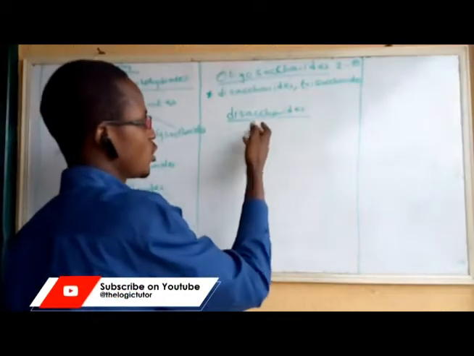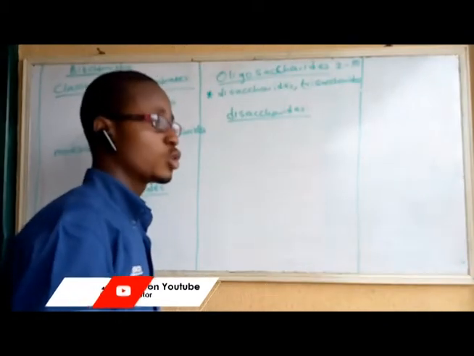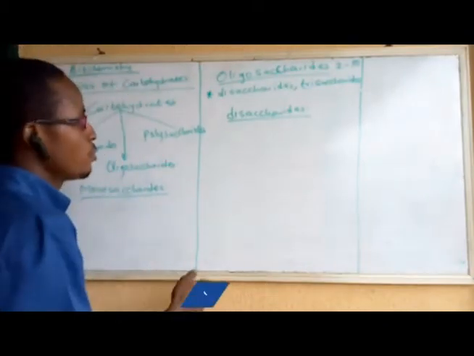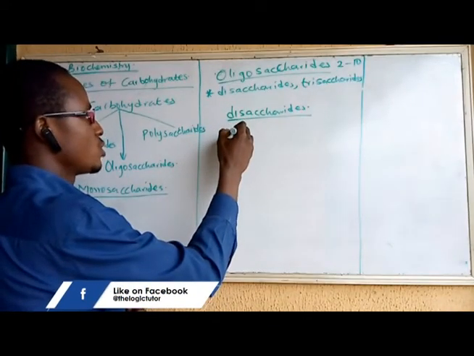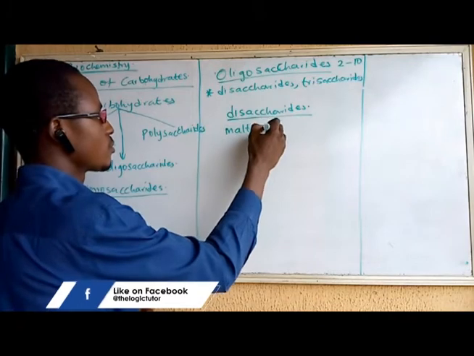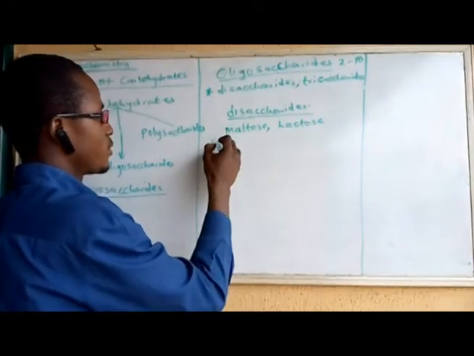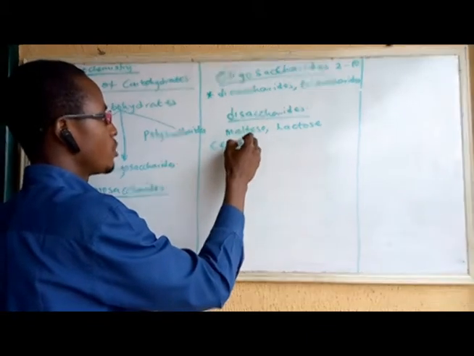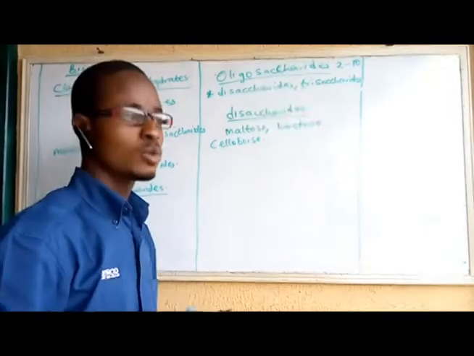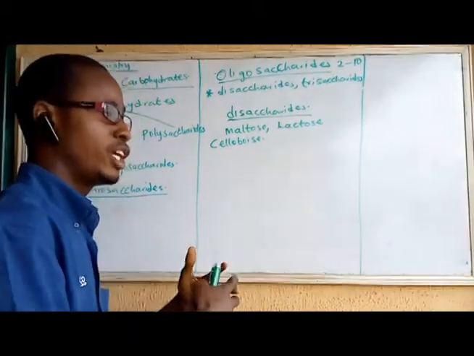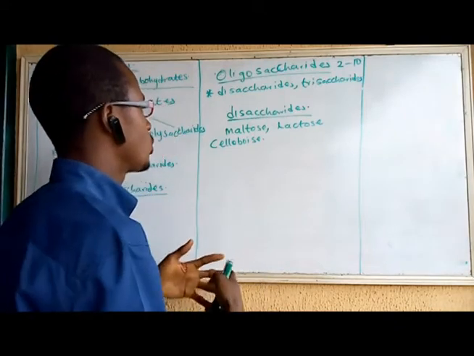So let's look at some disaccharides, which when you hydrolyze, they produce 2 molecules of monosaccharide. Examples of such are maltose, lactose, and cellulose. So these are disaccharides. We are just going to look at how they are linked at the elementary level, since this is an introductory course.